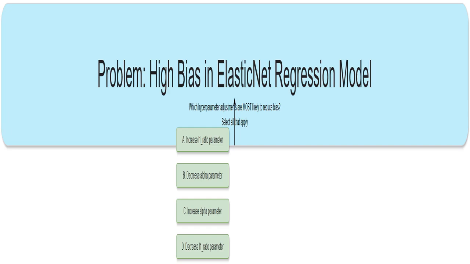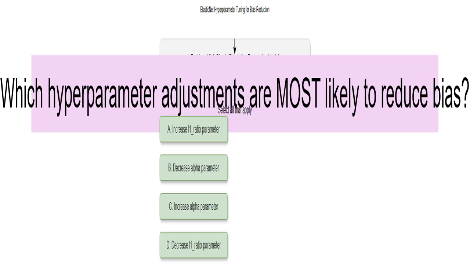I've got an ElasticNet regression model, and it's performing poorly because of high bias. This means the model is too simple, missing important patterns in the data. My challenge is to improve its accuracy by reducing this bias. I'm looking at 4 options for adjusting the hyperparameters of my ElasticNet model to reduce the high bias. Each option involves changing either alpha, the overall regularization strength, or L1 ratio, the mix of L1 and L2 regularization. I'll evaluate each one to find the best adjustments to make.